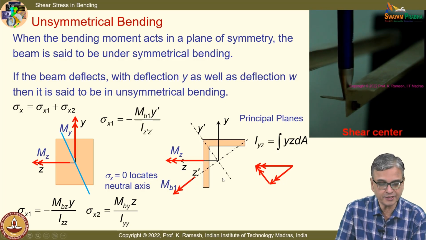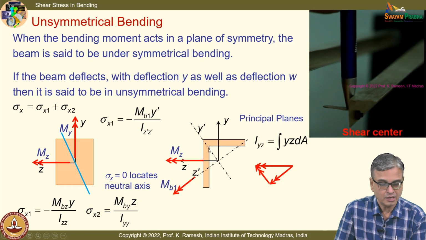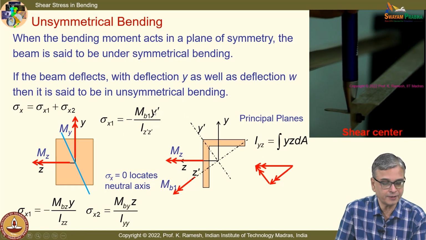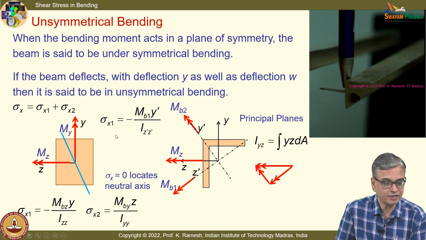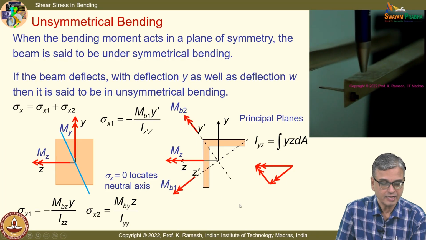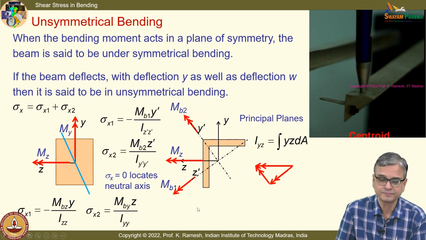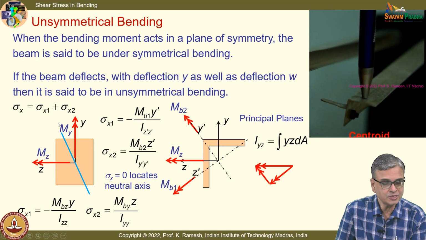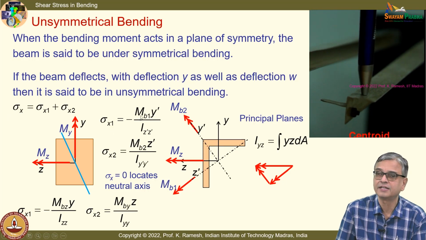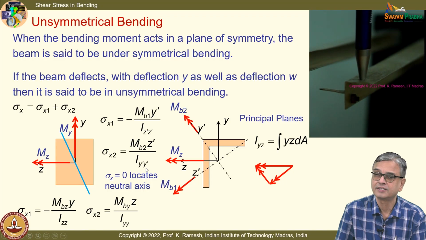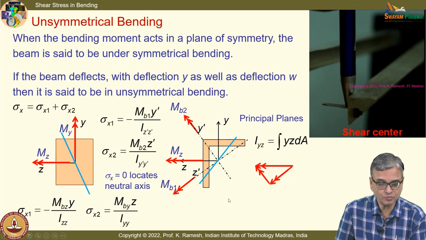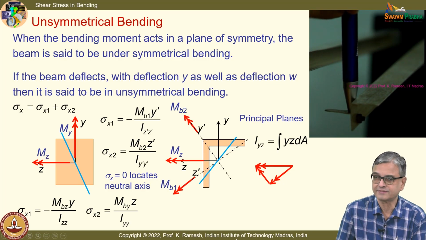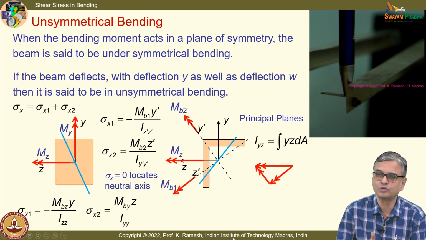So, following the logic of what we have done for the other case, I can also calculate sigma x1, I can also calculate sigma x2, and then use the principle of superposition and find out the values of the bending stress. And you will also find out what the neutral axis is. When sigma x goes to 0, you call that the neutral axis.